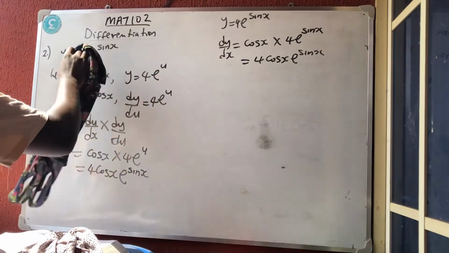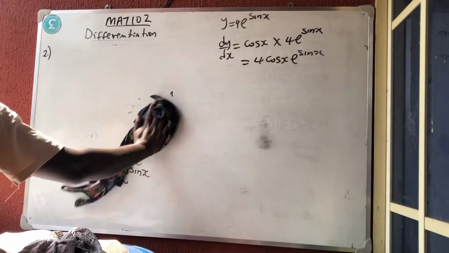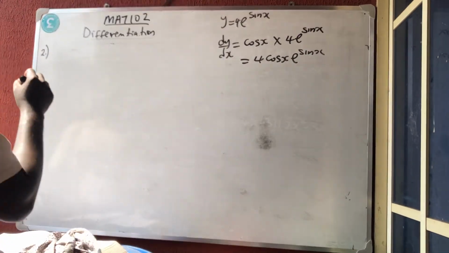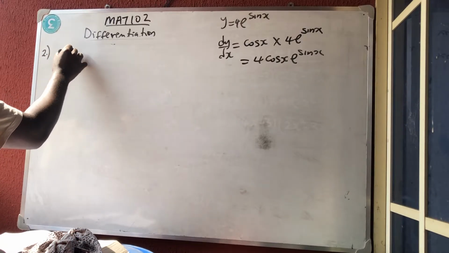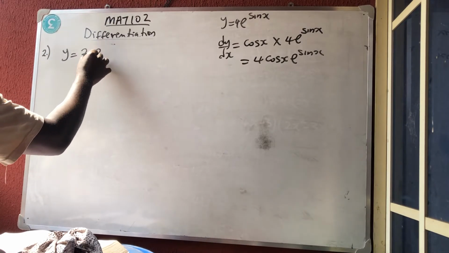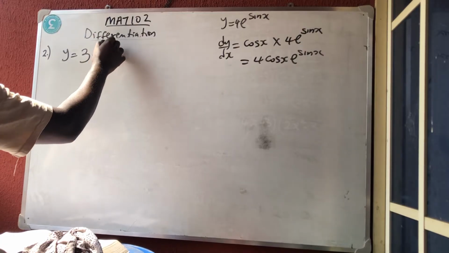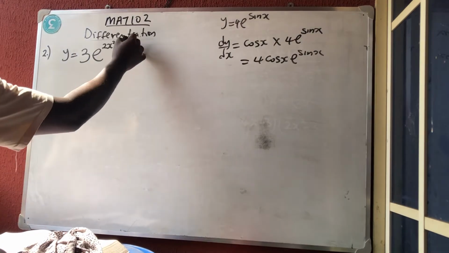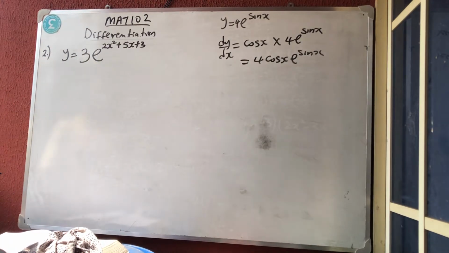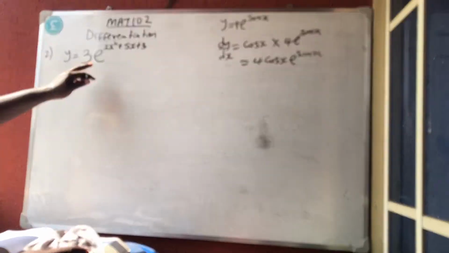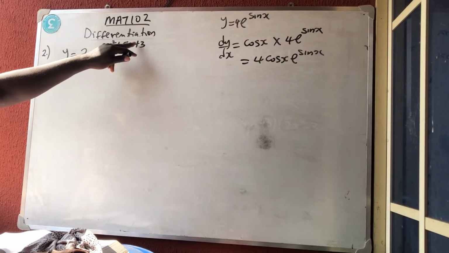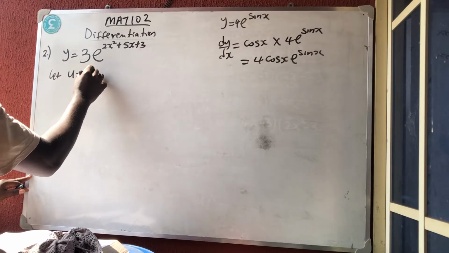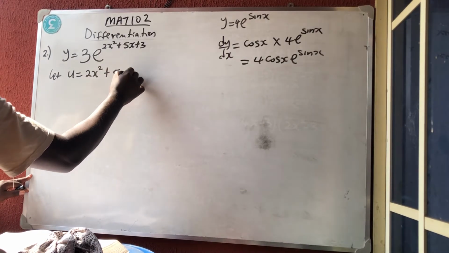So the next one, let me solve one more question in exponential. Then we move to logarithm. Okay, one more question here. Let y be equal to maybe 3 e raised to power 2x squared plus 5x plus 3. So I have this. On a normal it's supposed to be just e raised power x, but since it has another thing, that is the bracket. I can say let u be that 2x squared plus 5x plus 3.